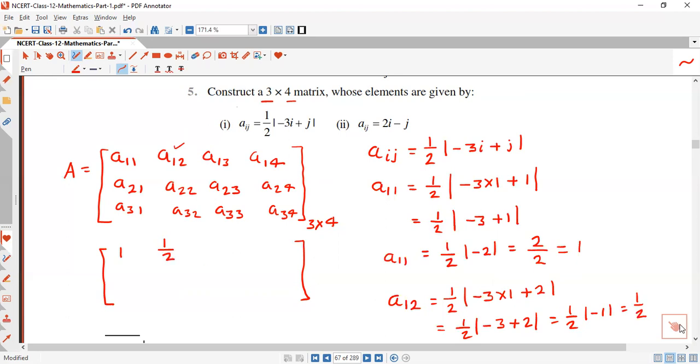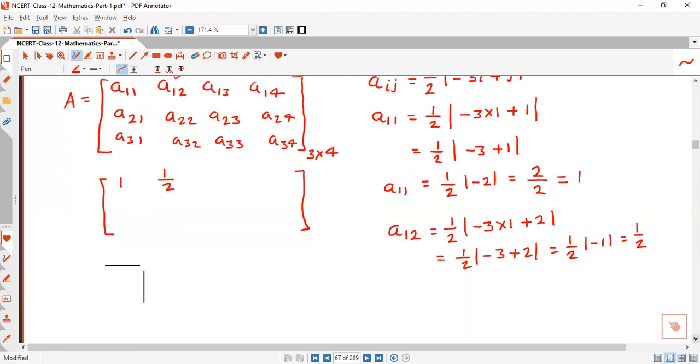Similarly, I can find the value of A13. A13 is half mod of minus 3 into i, where i is 1 and j is 3. If we simplify this part, half mod of minus 3 plus 3, half mod of 0. Mod 0 means 0 by 2, which comes out 0. So A13 is 0.